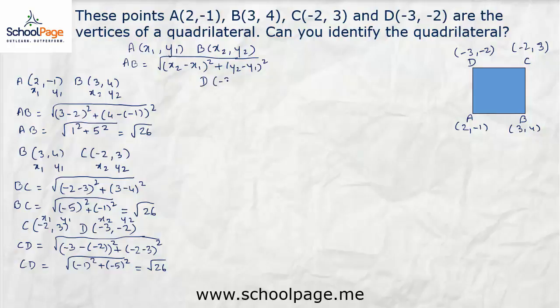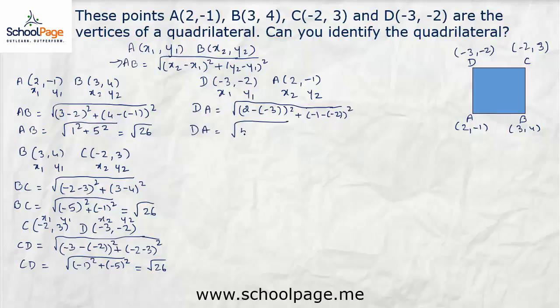The coordinates of D are minus 3, minus 2 and A is 2, minus 1. Let us mark x1, y1, x2, y2. So we have DA as equal to square root of, again using the distance formula, 2 minus of minus 3 the whole square plus minus 1 minus of minus 2 the whole square. So we have DA as equal to square root of 5 square plus 1 square, which is equal to root of 26.